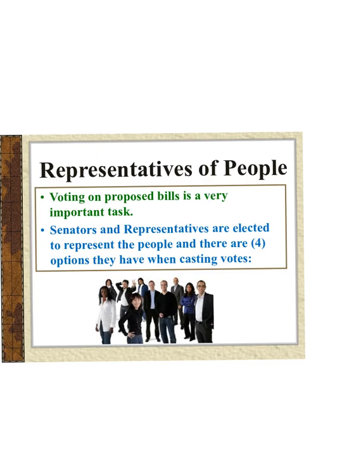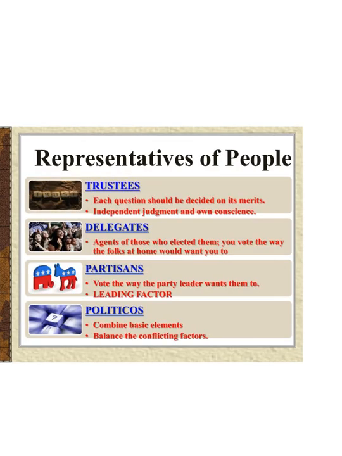Senators and representatives are elected to represent the people, and there are 4 options they have when casting votes. They act as trustees. They must use independent judgment and their own conscience. They should look at each question closely and decide on their merits. They are delegates. They are agents of those who elected them, and you vote the way the folks at home would want you to. They are partisans. They must work with their party to determine what works best for their party in certain situations. They are also politicos, right? They are politicians. They have to combine their role as trustees, delegates, and partisans and make the best decision available.